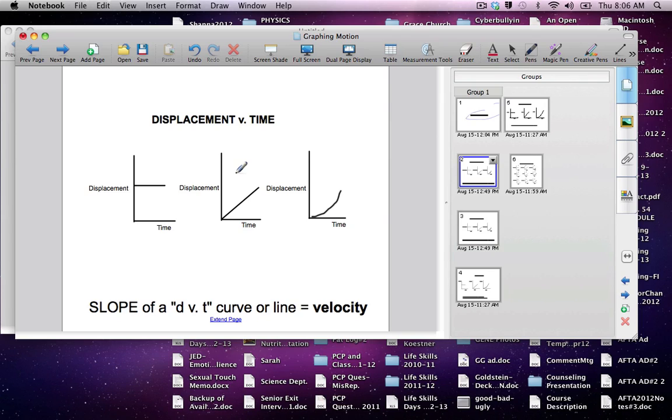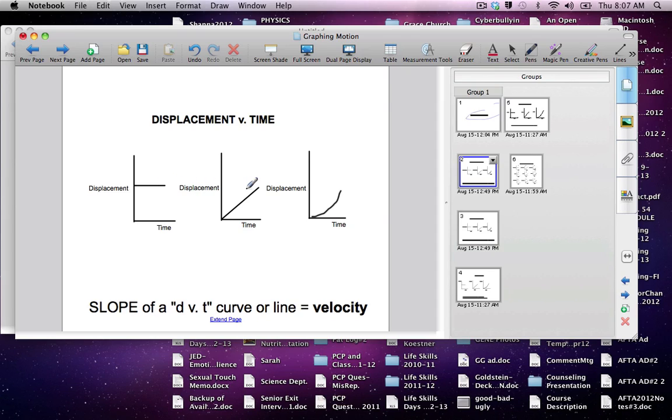Down here at the bottom I've written something that I think will be helpful with these 3 graphs: the slope of a displacement versus time curve or line is the velocity. So if I take the slope of this line, what do I get? 0, correct? The displacement here is 0. The velocity here is 0. If it's not moving, it's not going anywhere.